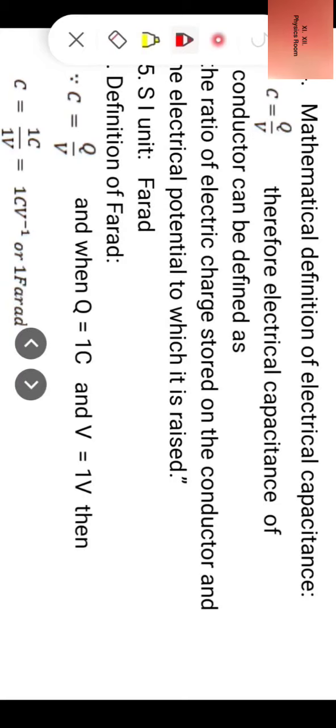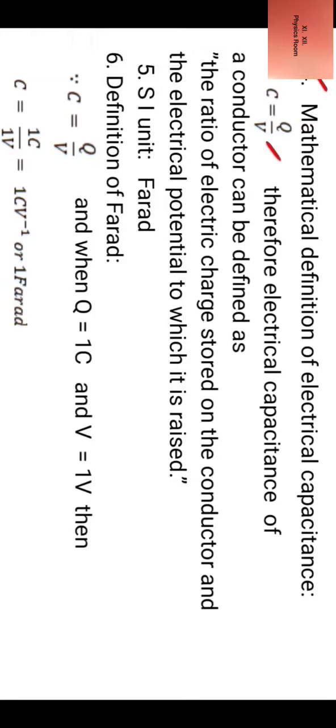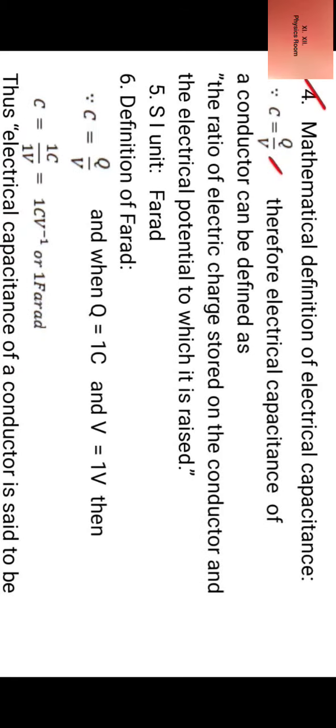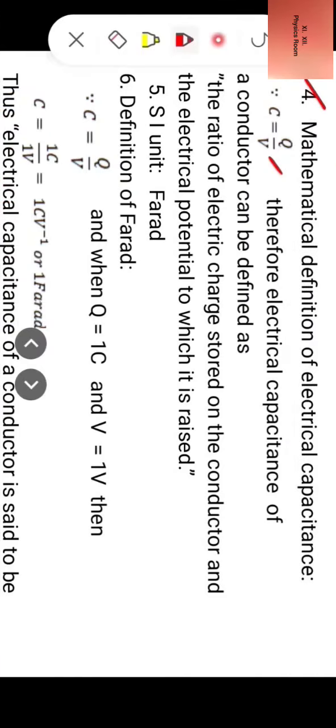Now the mathematical definition of electrical capacitance. From equation 1 we have C is equal to Q by V. Because C is equal to Q by V, electrical capacitance of a conductor can be defined as the ratio of electric charge stored on the conductor and the electric potential to which it is raised. I repeat, the ratio of electric charge stored on the conductor and the electrical potential to which it is raised is defined as electrical capacitance of the conductor.